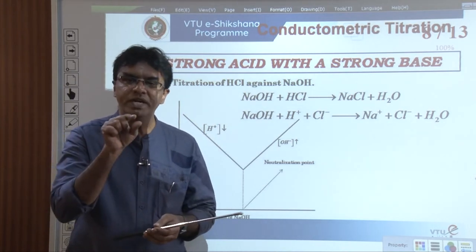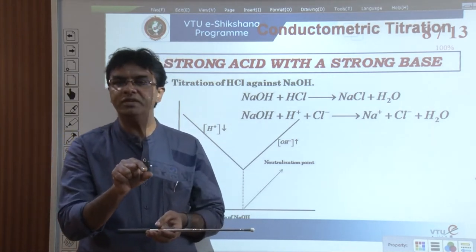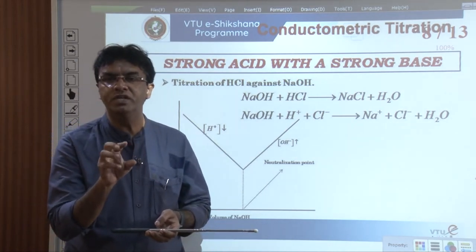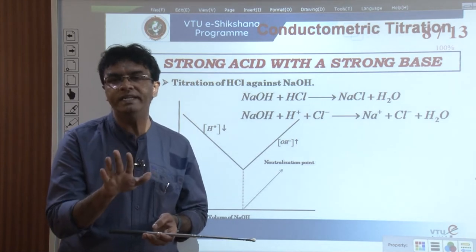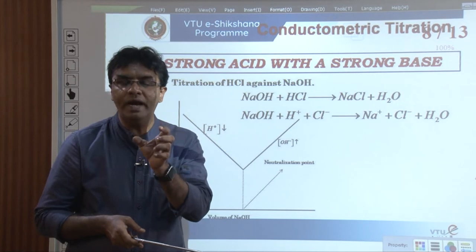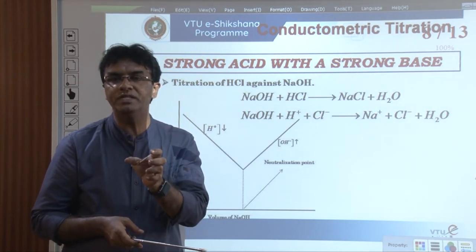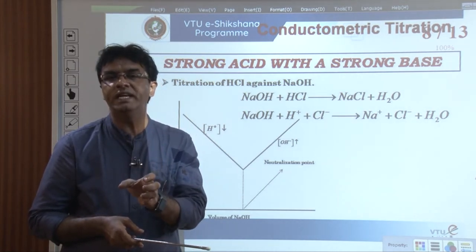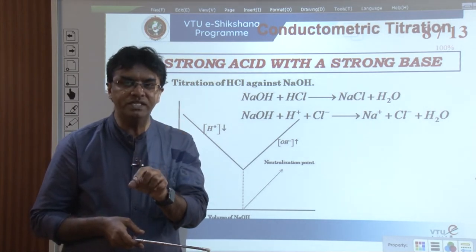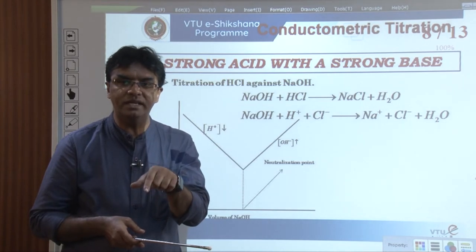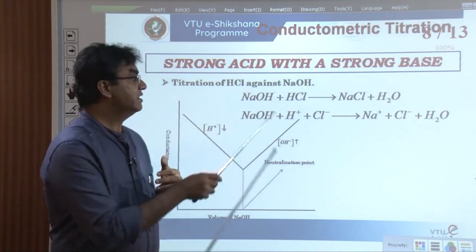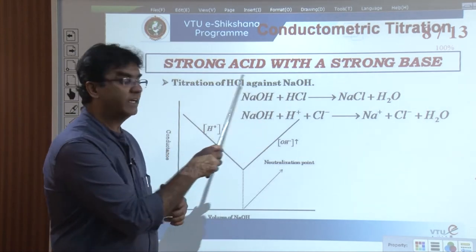Suppose the moment you dip the conductivity cell into the solution containing HCl, the conductivity meter shows 18 Siemens per meter. You note it down. Then you keep on adding 0.5 ml of NaOH into the HCl taken in the beaker each time, stir the reaction mixture, and note down the change in conductance.